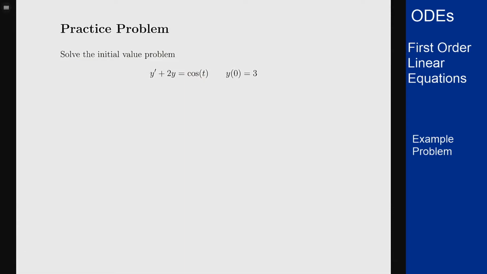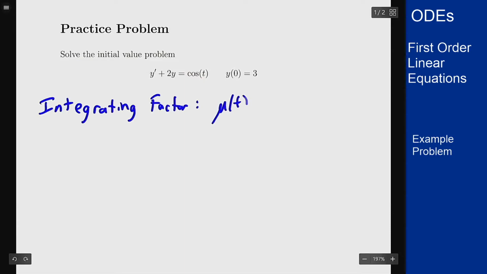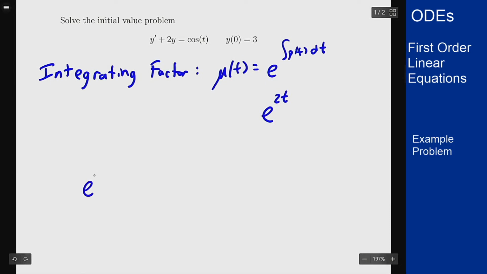So our first step is to find the integrating factor, which is going to be e to the antiderivative of p of t, which is the coefficient of y. In this case, p of t is the constant 2, so the antiderivative there is 2t, which means our integrating factor here is e to the 2t. We can then multiply both sides of this equation by e to the 2t, giving us e to the 2t y prime plus 2e to the 2t y equals e to the 2t times cosine of t.